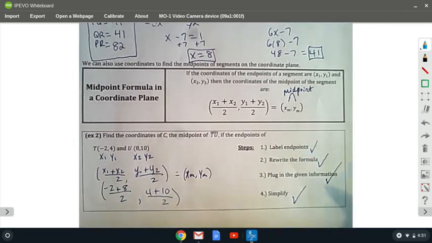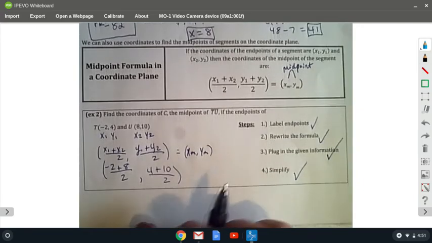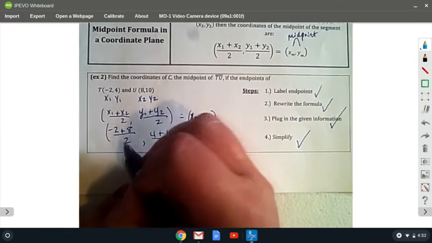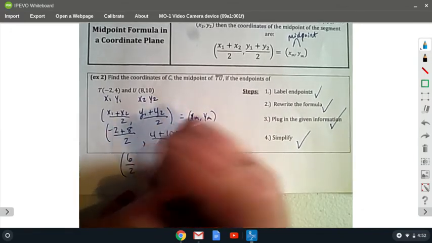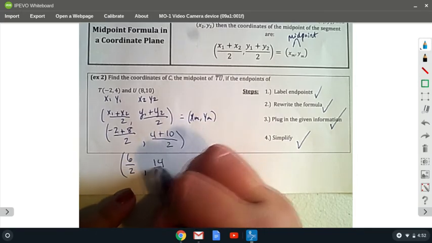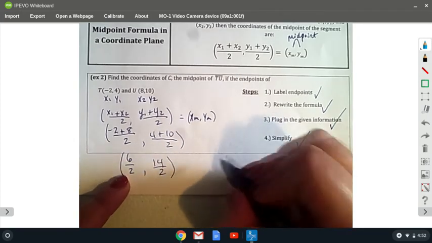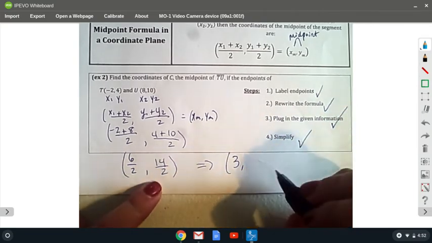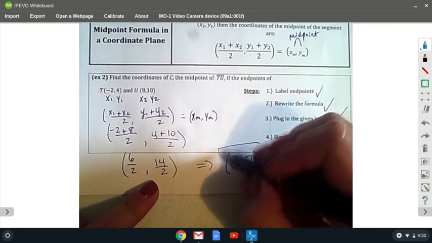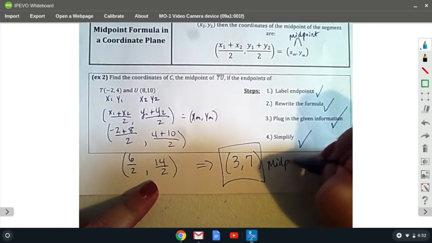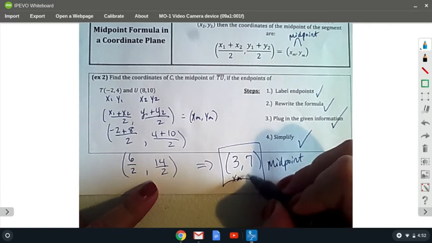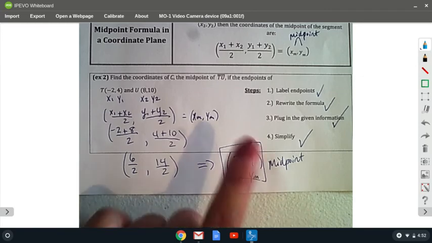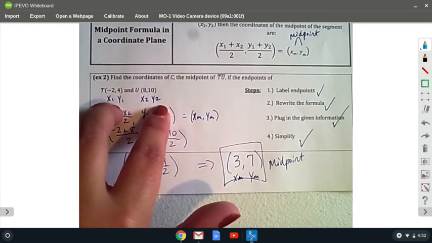Now I'm going to simplify. Okay, I'm just going to do it a little down here, so we have some room. -2 plus 8 is 6. 4 plus 10 is 14. 6 divided by 2 is 3. 14 divided by 2 is 7. This is my midpoint. This is my xm, ym. Okay, so this is the midpoint between those two endpoints.